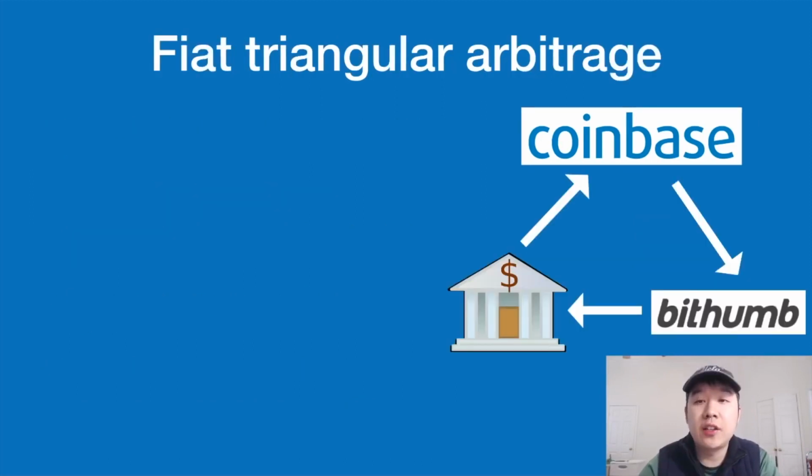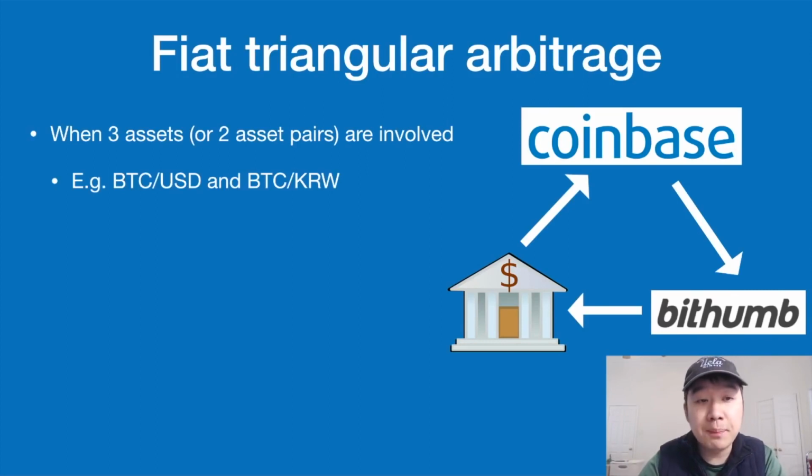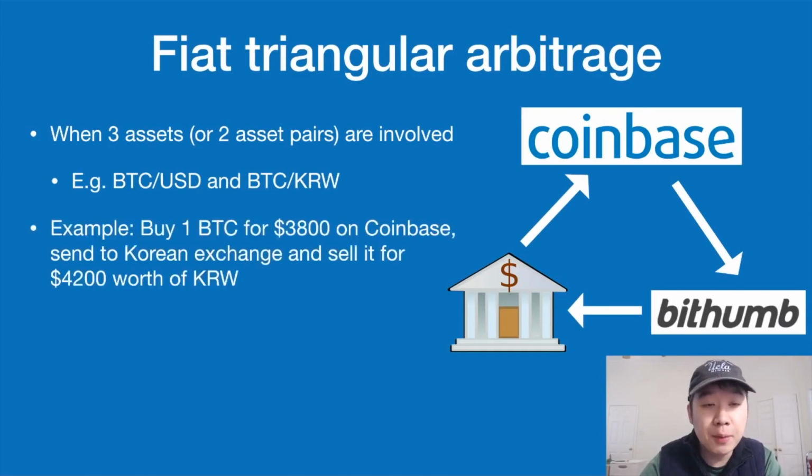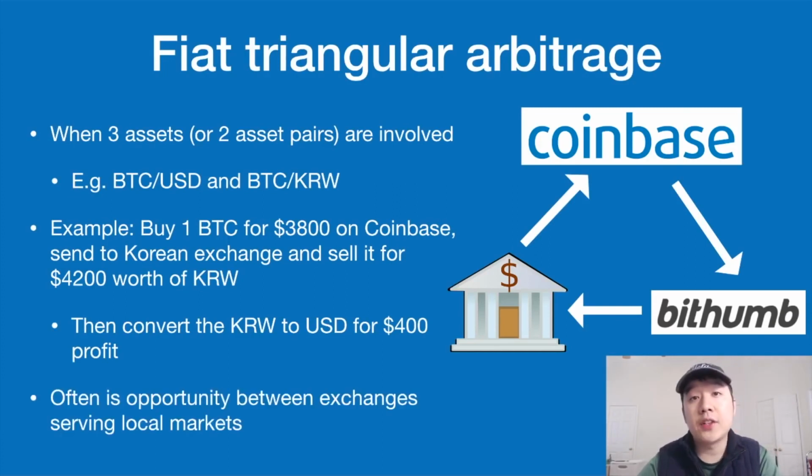Now, what about fiat triangular arbitrage? What is this all about? This is when you have 3 assets or 2 asset pairs involved with one shared asset between the pairs. An example is Bitcoin USD and Bitcoin Korean Won. Bitcoin is a shared asset, but there are 3 total that we're dealing with here. Example: buy 1 Bitcoin for $3,800 on Coinbase, send it to a Korean exchange, and sell it for $4,200 worth of Korean Won. Then you can convert your Korean Won to USD at a bank, per se, for $400 profit. This opportunity is often there for exchanges serving local or regional markets.